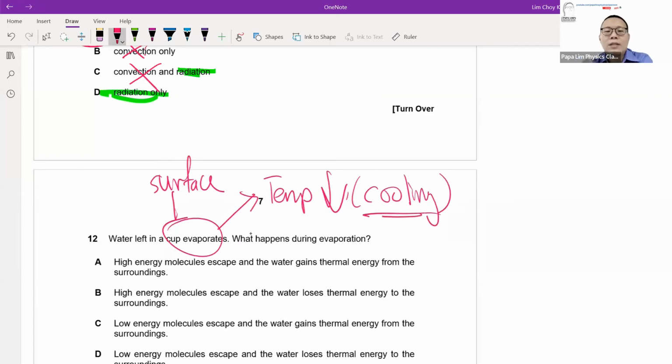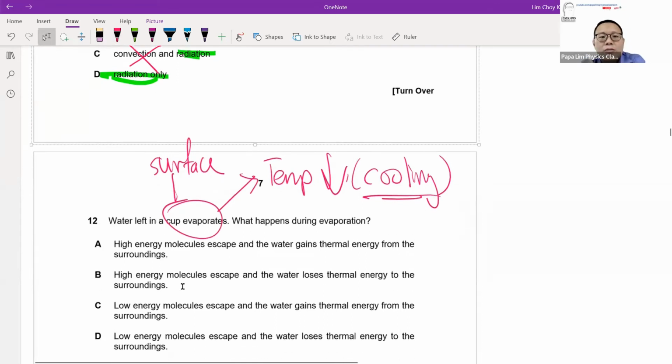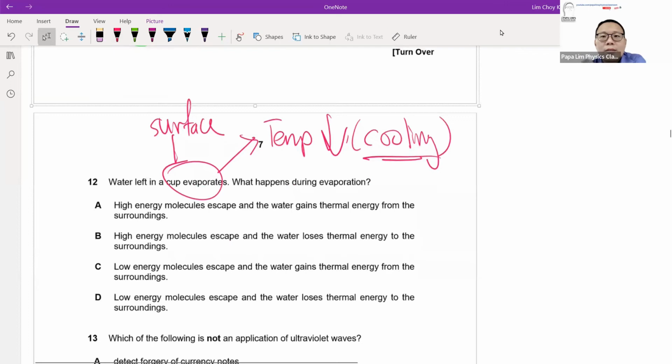Okay, so now what happens is energy escapes. Describe how evaporation works. At the surface of the liquid, the high energy molecules leave the surface. So with the first statement, you can already eliminate C and D, because C and D talk about low energy, which is wrong. You have high energy at the top.